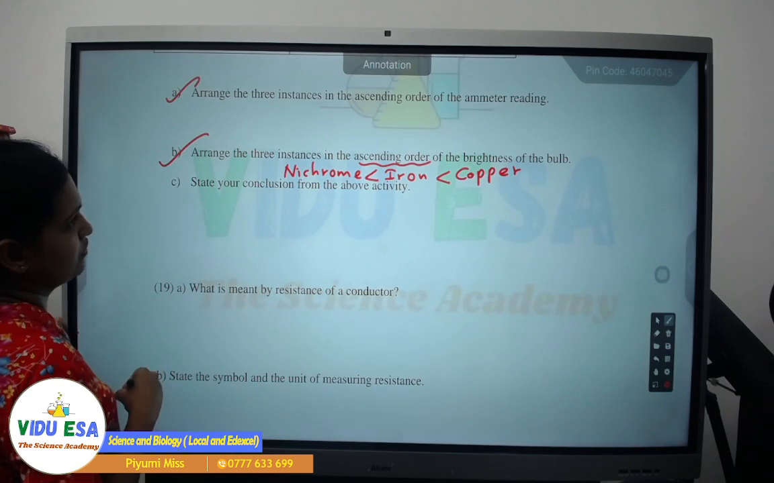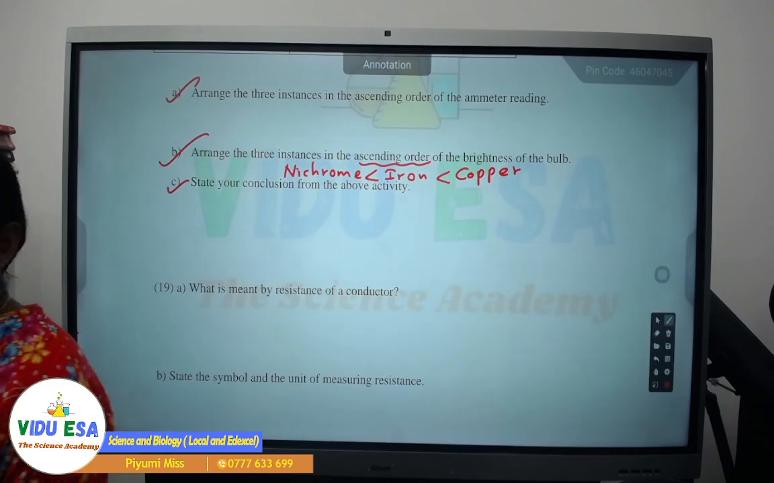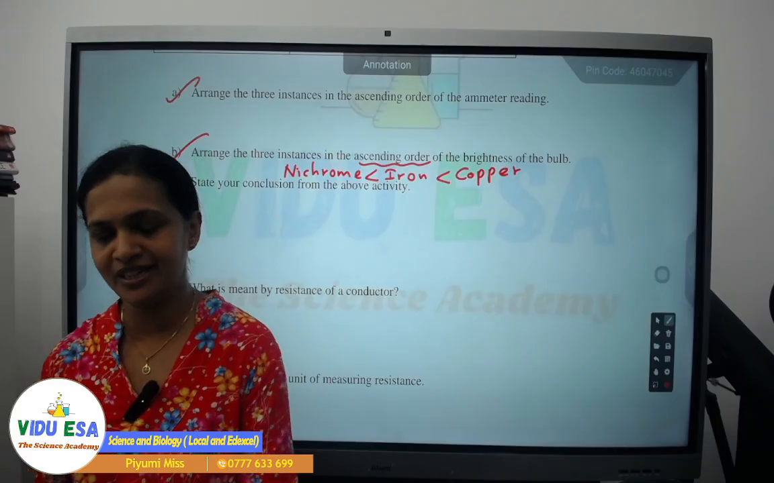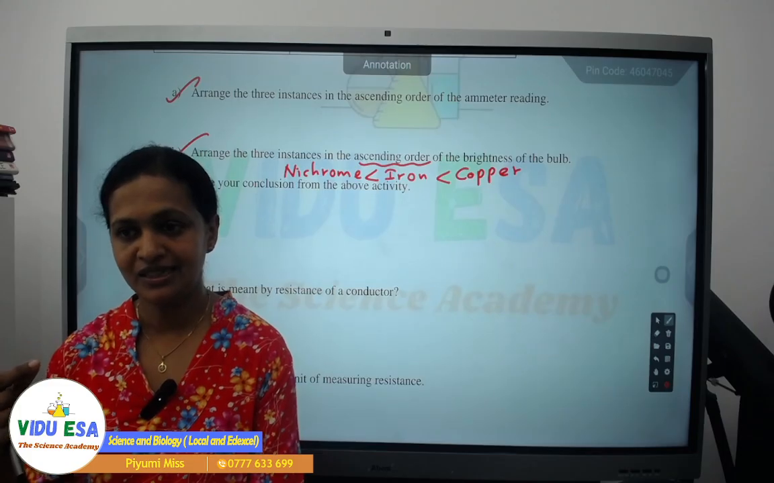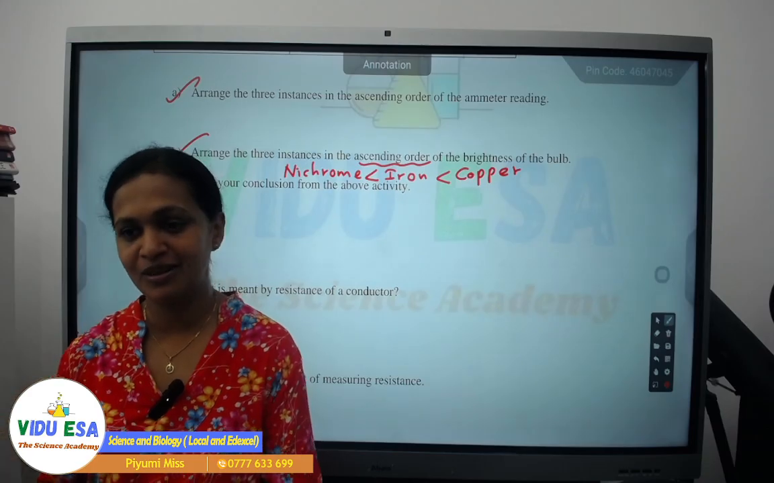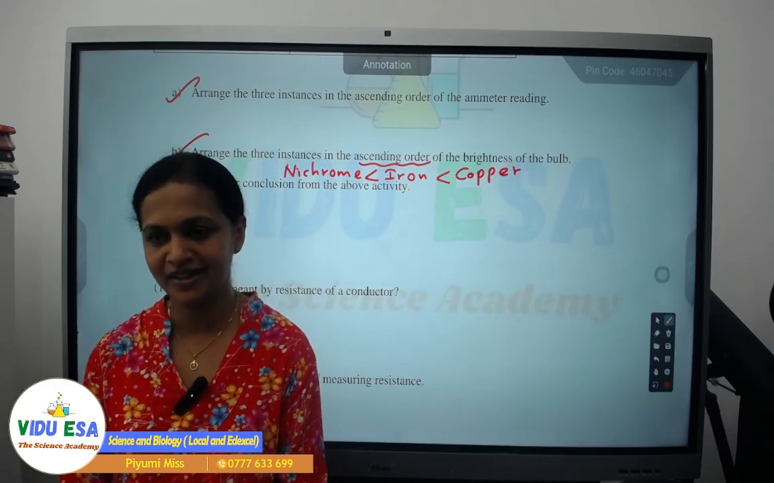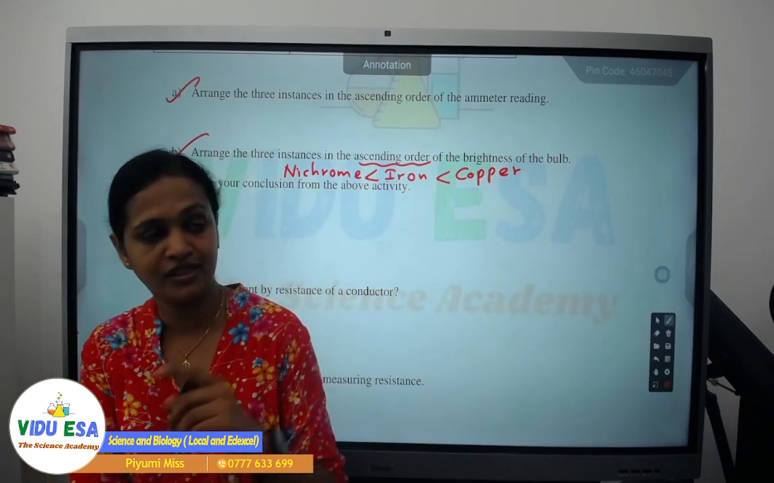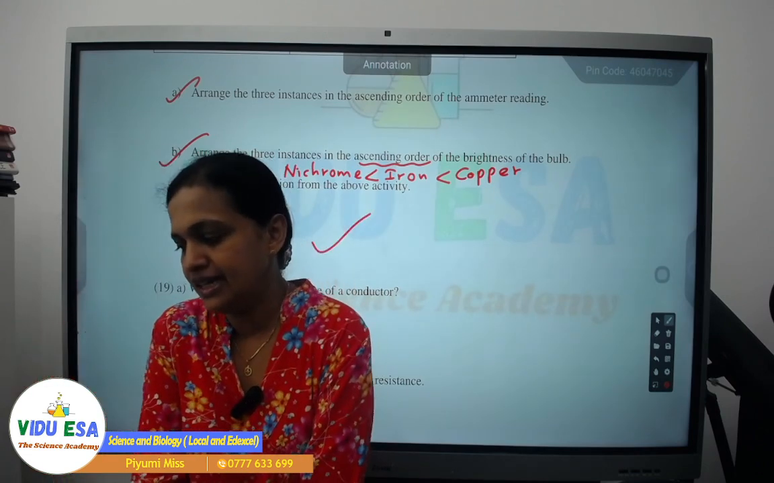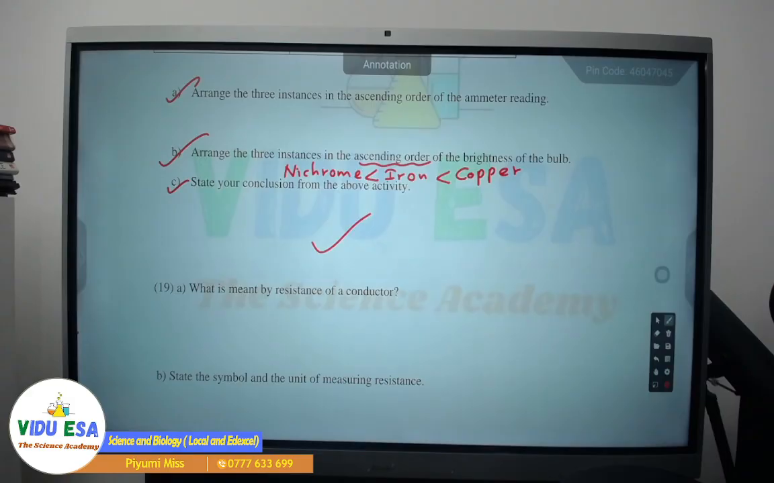State your conclusion from the above activity. What do we say as the conclusion? Tell me. We have used three different materials. Based on the material, the flow of current changed as well as the brightness of the bulb. So the material has some impact. That is what we have to say as the conclusion. Write down the conclusion like this. You can say, electric current flowing through a conductor.